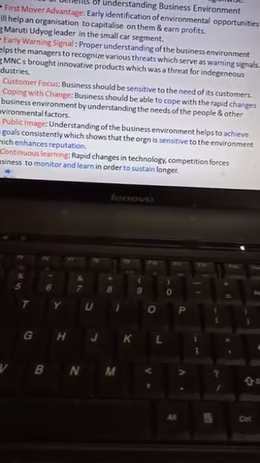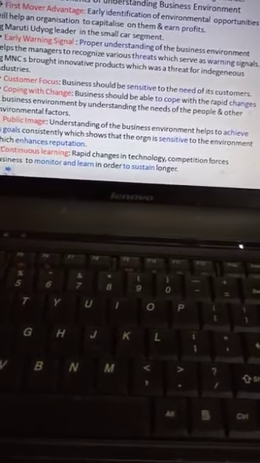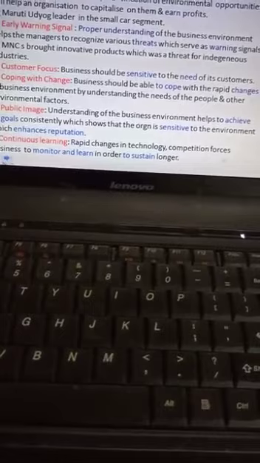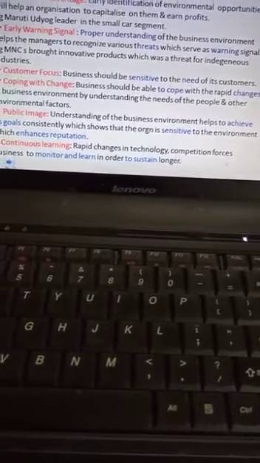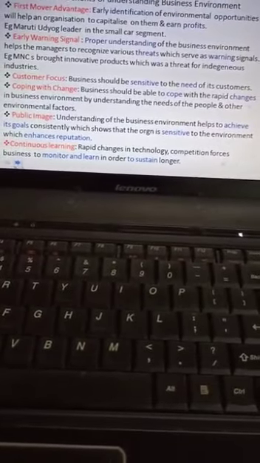Early identification of such opportunities helped Maruti Udyog to become a leader in the small car segment, as they were able to predict a rise or a surge in the demand for small cars. They were the first one to launch a small car in our country and reap huge profits from that. Number 2, early warning signal.